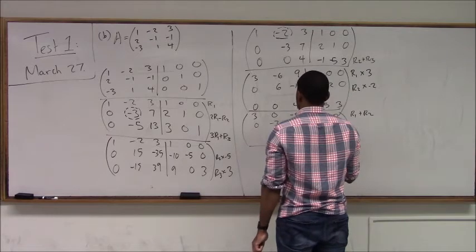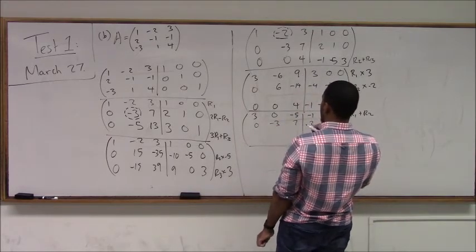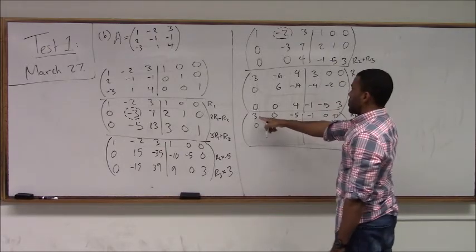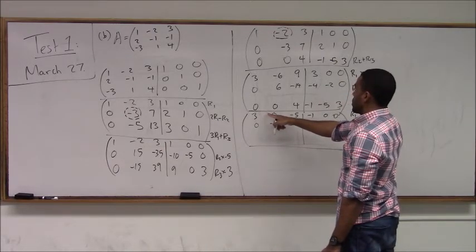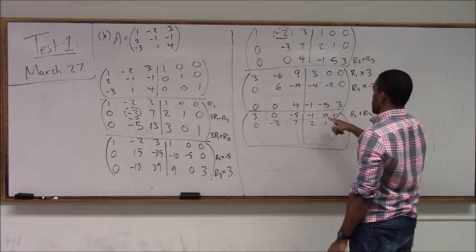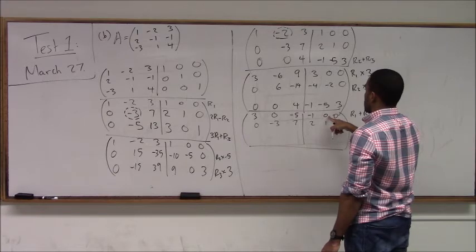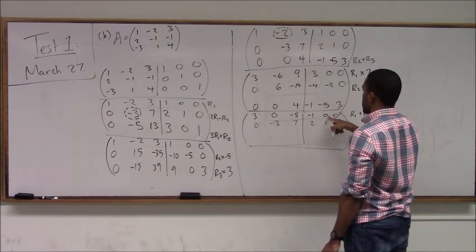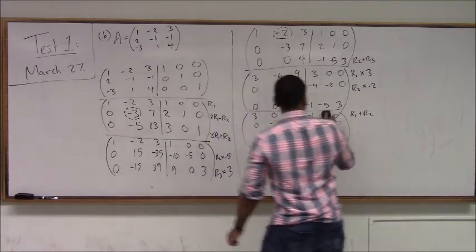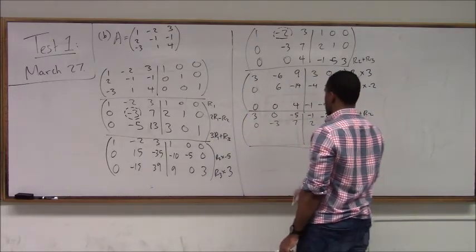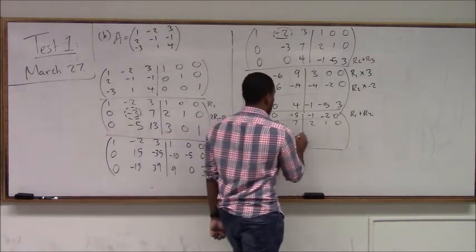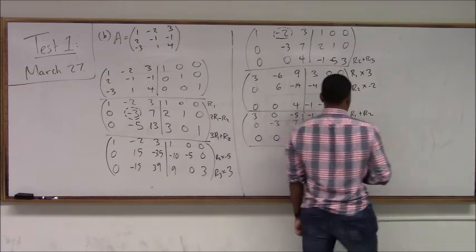Isn't that negative 2? Where? Row 1, because row 1 plus row 2. The second, like the middle column from the right? Yeah, that one. I'm adding them. Zero plus... Yes, that's a negative 2. So that's 0, 0, 4, minus 1, minus 5, 3.